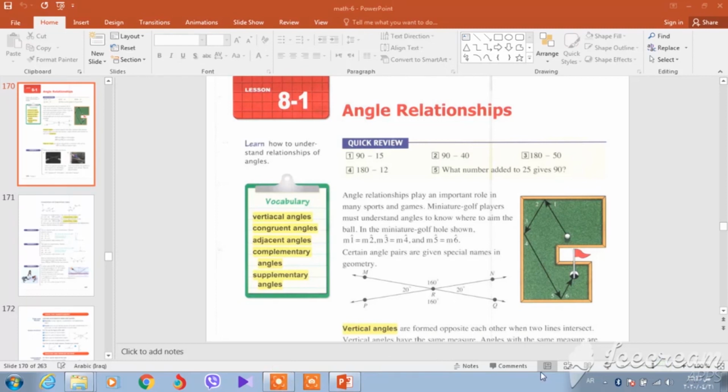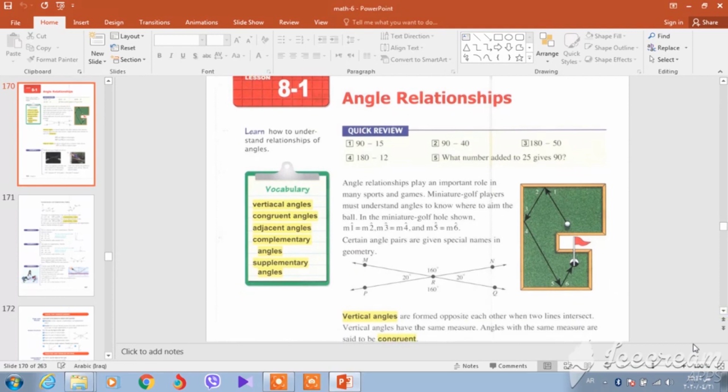Okay, we study chapter 11. In chapter 11 we have geometry. In lesson 1 we studied angle relationships. We study about vertical angles. For example, angle 20 and angle 20 are vertical.